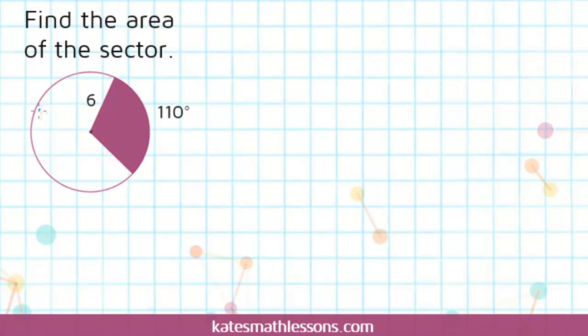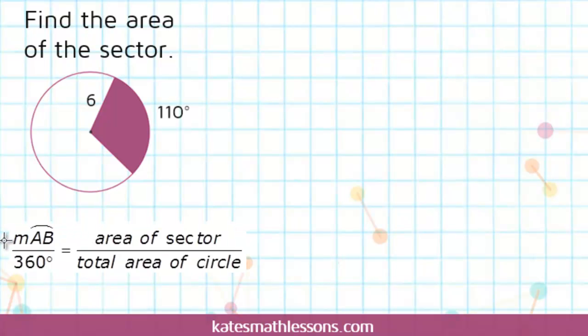We know how to find the area of a whole circle. We can use the formula pi r squared. So if we're trying to find just part of a circle, there's more than one way to do it, and in this video I'll show you how to do it by using a proportion.